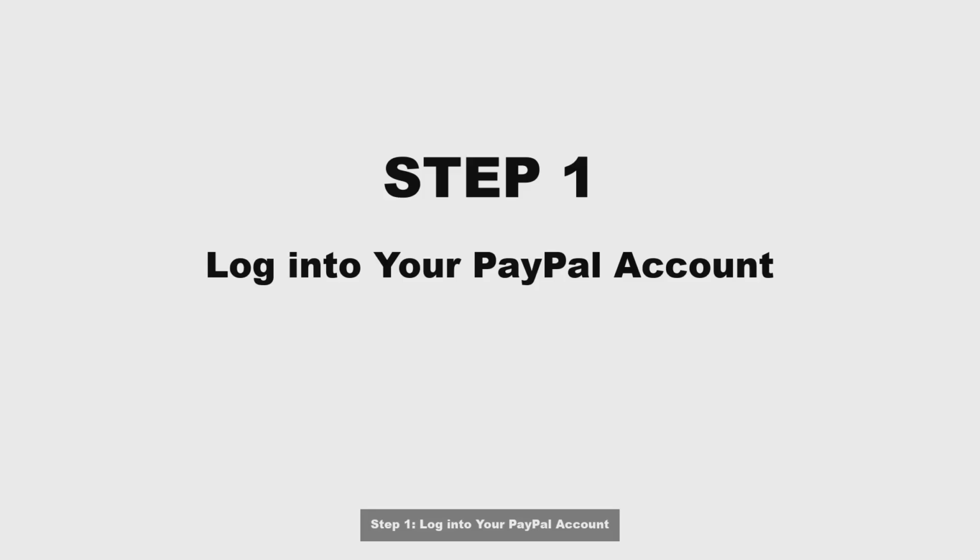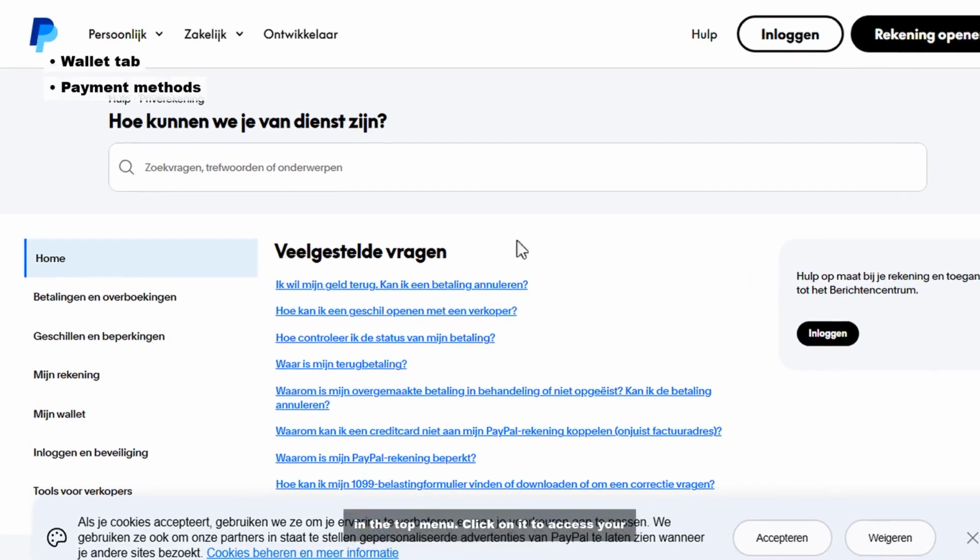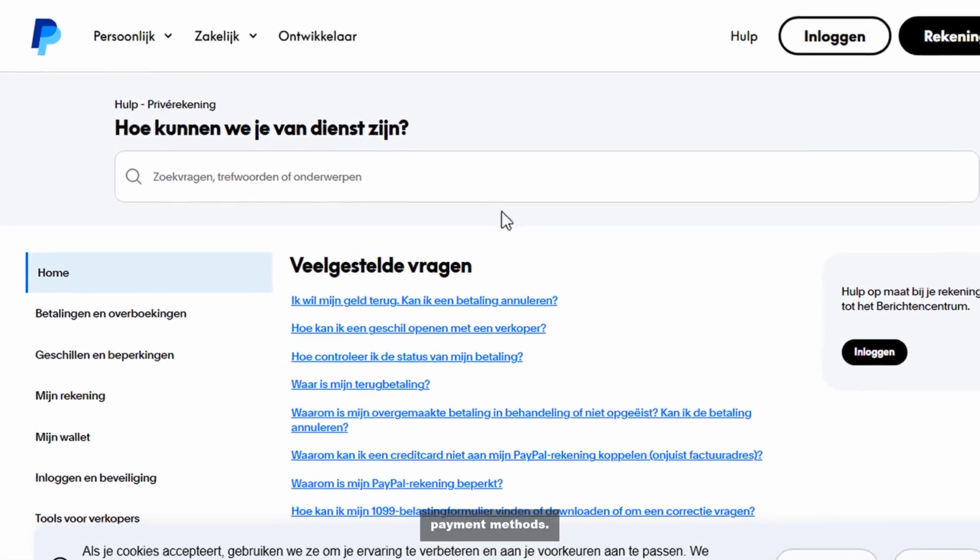Log into your PayPal account. Open your web browser or app and log into your PayPal account using your email and password. Step 2. Navigate to Wallet. Once logged in, look for the Wallet option in the top menu. Click on it to access your payment methods.